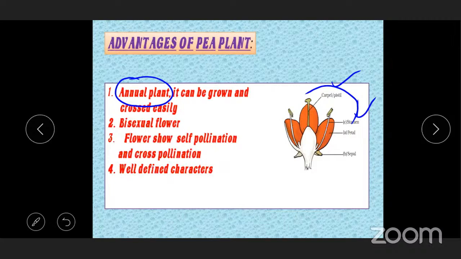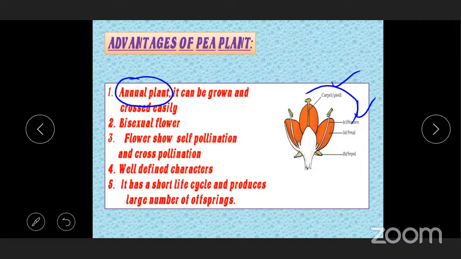And the pea plant shows well-defined, excellent characters. It has a short life cycle and produces a large number of offspring, a number of plants within a short period, because it is an annual plant. That is why it has a short life cycle and produces a large number of offspring. These are some special characters shown by the pea plant. That is why Gregor John Mendel selected the pea plant.